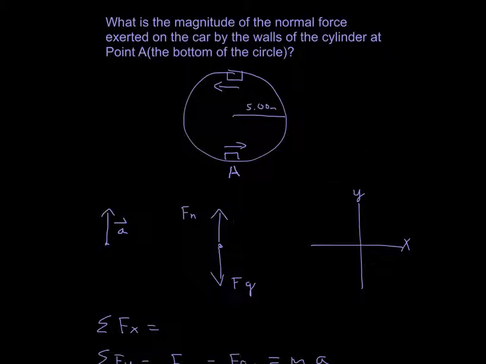And then I drew the y and x axis to show you that since it's pointing up, this would be positive, and this is pointing down, which is the negative part of the y-axis. So now the actual question: what is the normal force? We need to find out what this is.